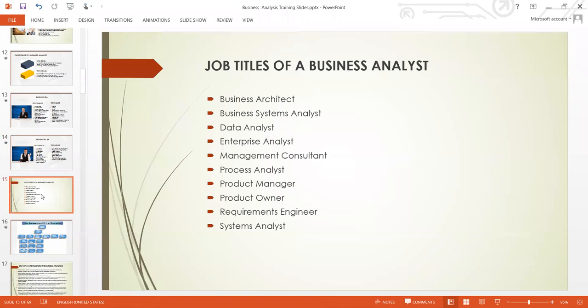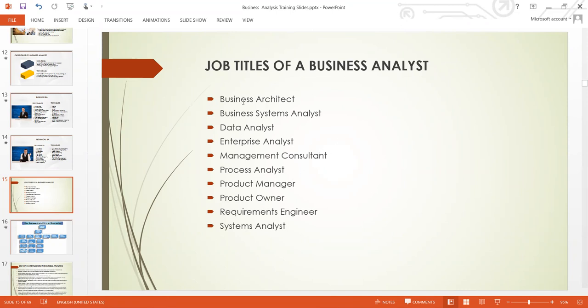The next thing we need to look into is the job title of a business analyst. Now we have two basic categories of business analysts. They can call you any kind of name, but what I want you to know is that when you hear any of these names, that is a business analyst they are referring to. Or maybe you are looking for a job and you see all these titles and say, no, it's not for me. No, they are business analysts.